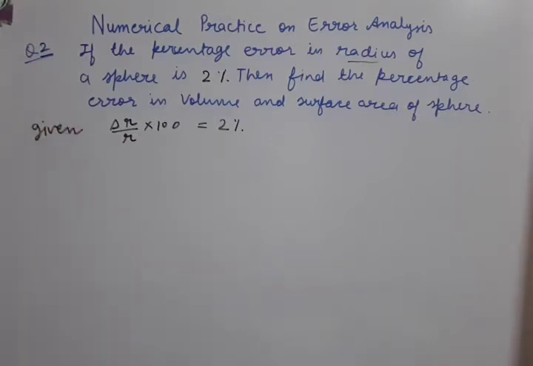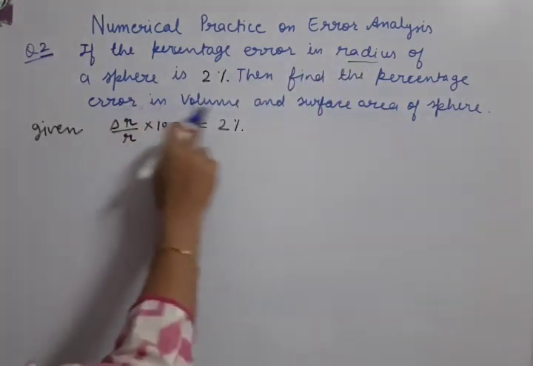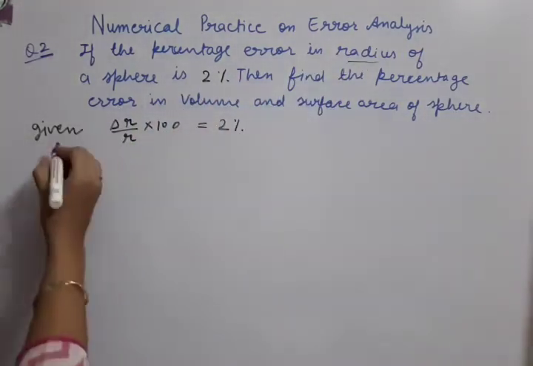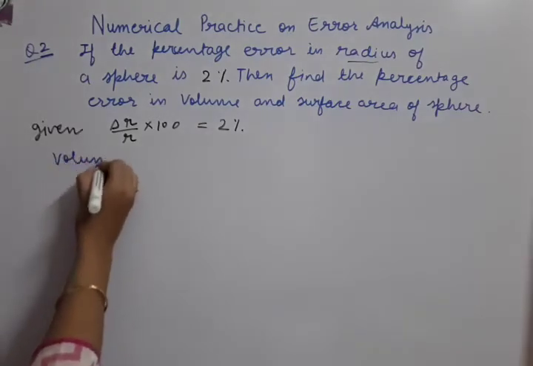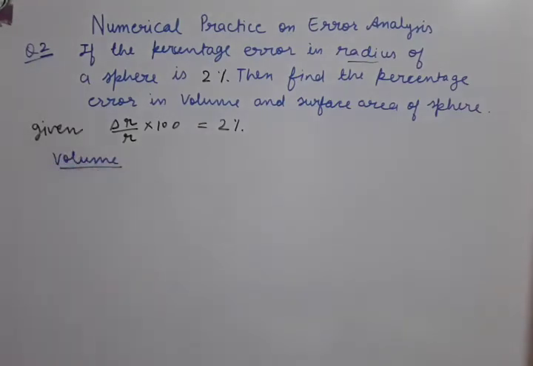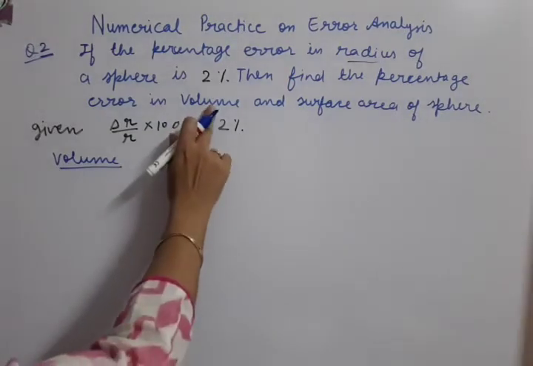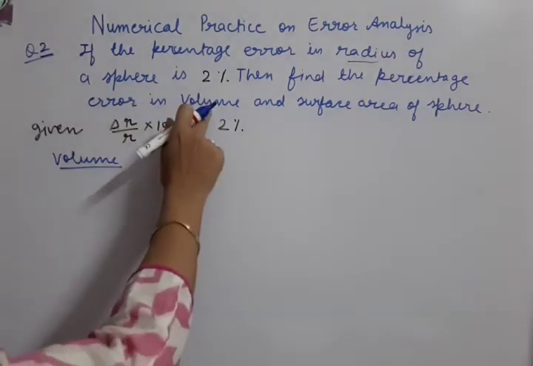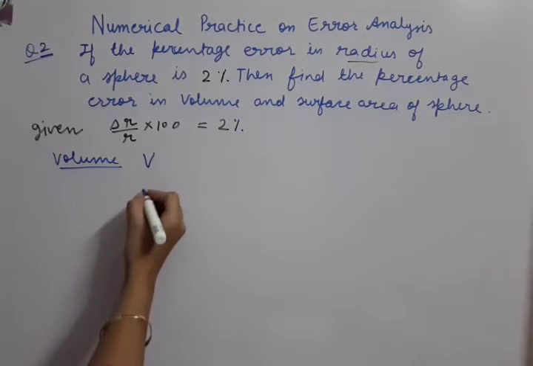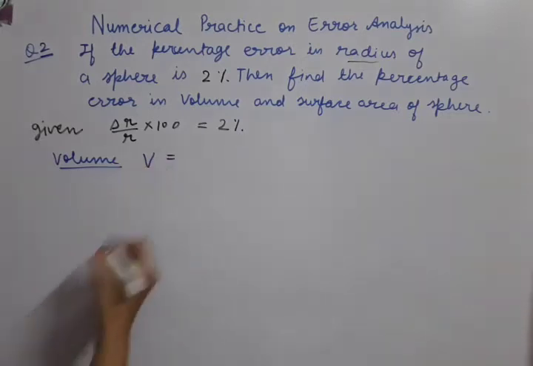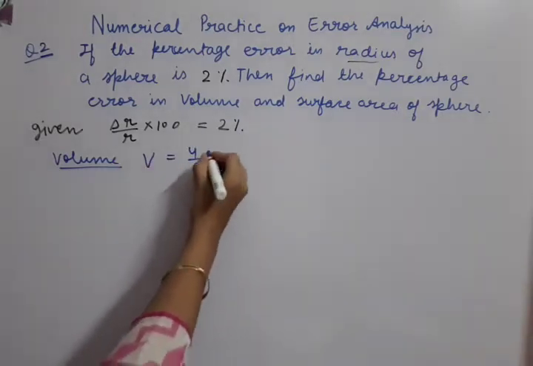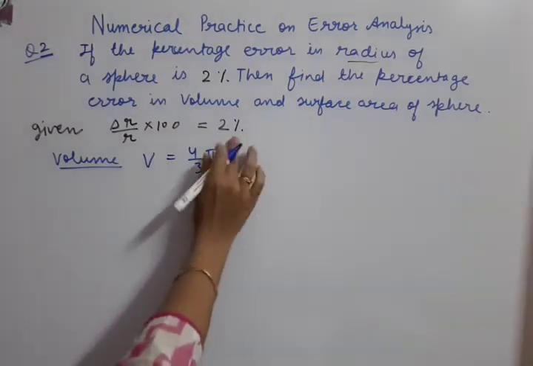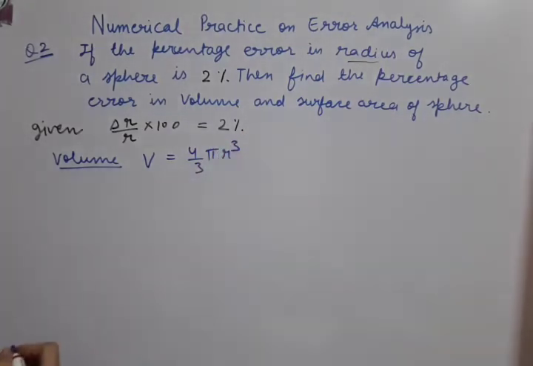After that, what is the question? We have to find the percentage error in the volume of the sphere. So firstly, let us solve about volume. As I told you students, in whichever quantity the percentage error is asked, we should know that formula. So the volume formula of the sphere we will write first. Volume of the sphere is 4 by 3 pi r cube. That is the formula.